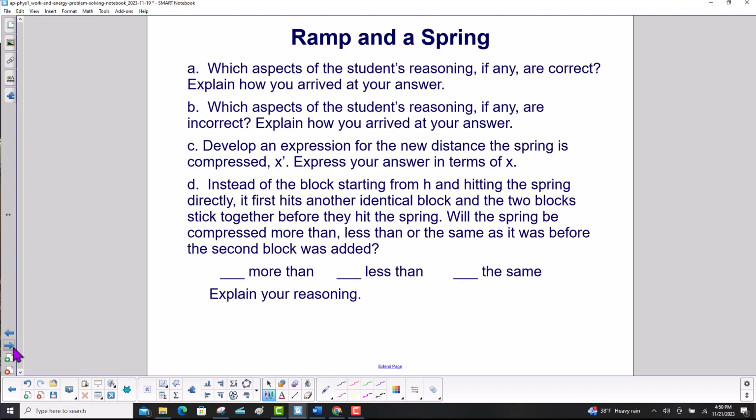D. Instead of the block starting from h and hitting the spring directly, it first hits another identical block and the two blocks stick together before they hit the spring. Will the spring be compressed more than, less than, or the same as it was before the second block was added? Check one of those boxes and then explain the reasoning. Many times on the exam, you'll actually get a point for the correct answer and then another point for reasoning that matches it, assuming, of course, it's correct.